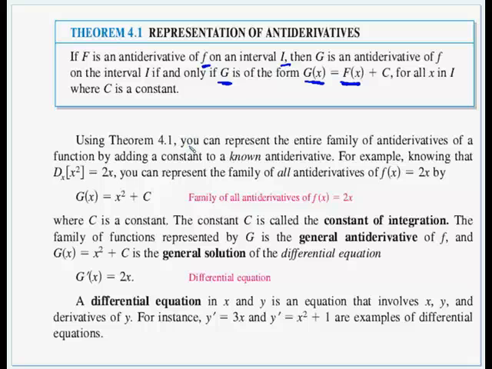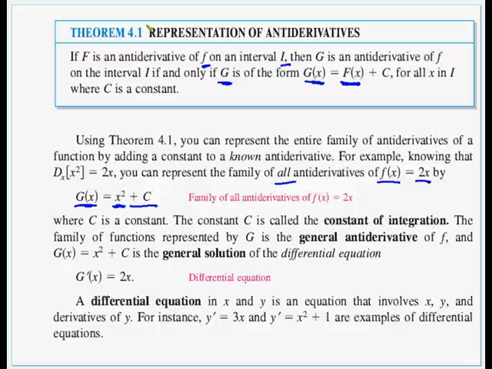Using Theorem 4.1, you can represent the entire family of antiderivatives of a function by adding a constant to a known antiderivative. For example, knowing that the derivative of x squared is 2x, you can represent the family of all antiderivatives of the function f of x equals 2x by this g of x. G of x is just x squared plus some arbitrary constant c. The constant c is called the constant of integration.